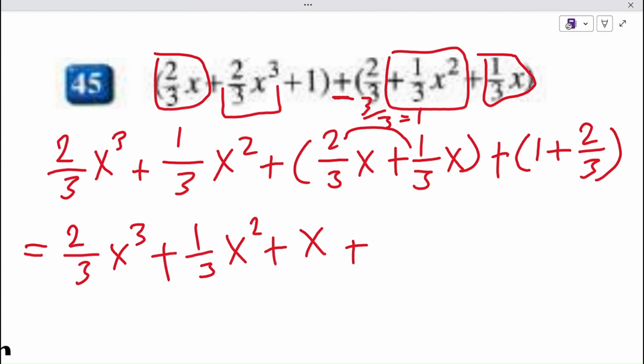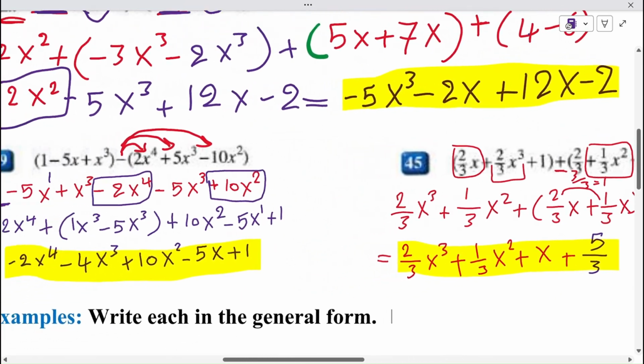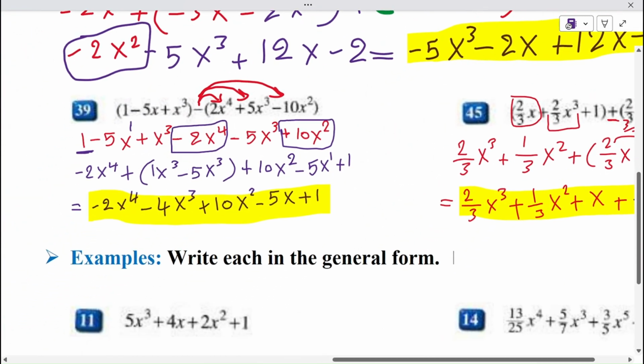It means you have to multiply denominator by 3 and numerator by 3. This is equal to 3 over 3. So we have the same denominator. Write it. 2 plus 3 is equal to 5. So this is our answer: x to the power 3, x to the power 2, x, then the constant. This is all about adding and subtracting polynomials.